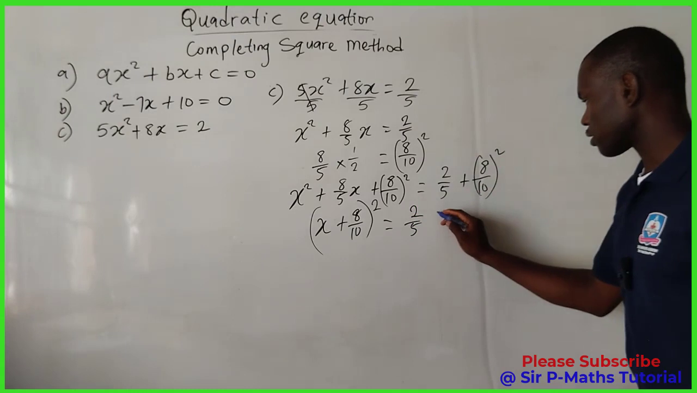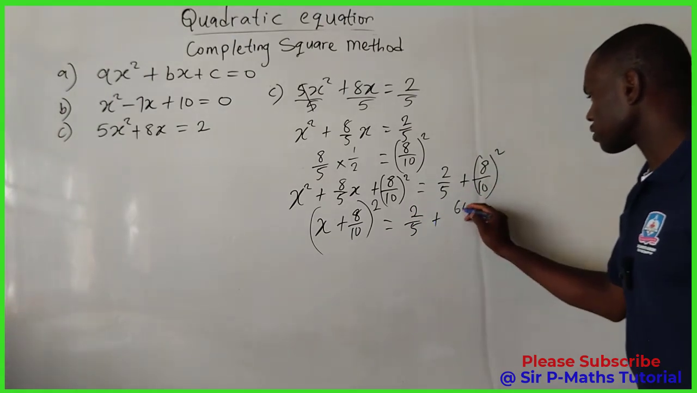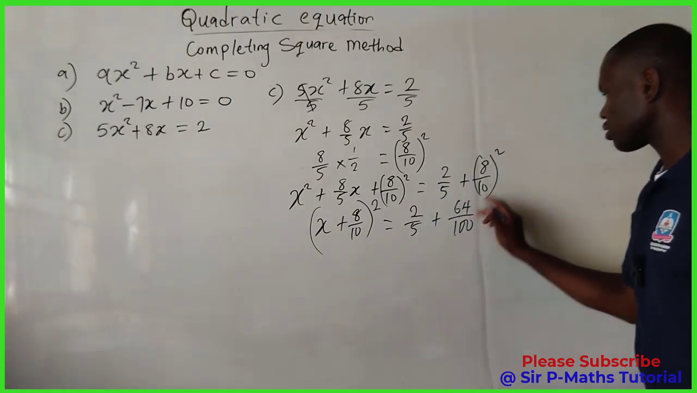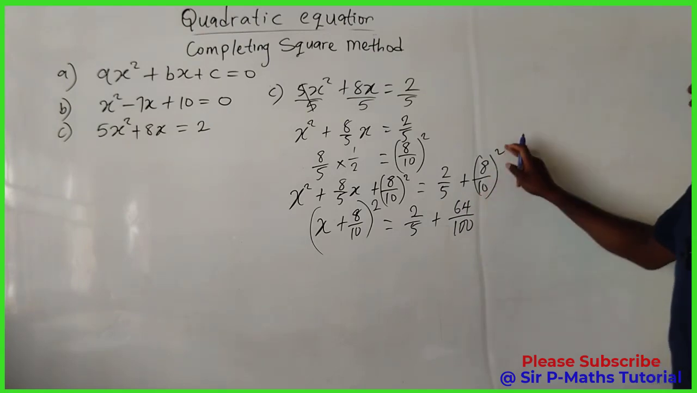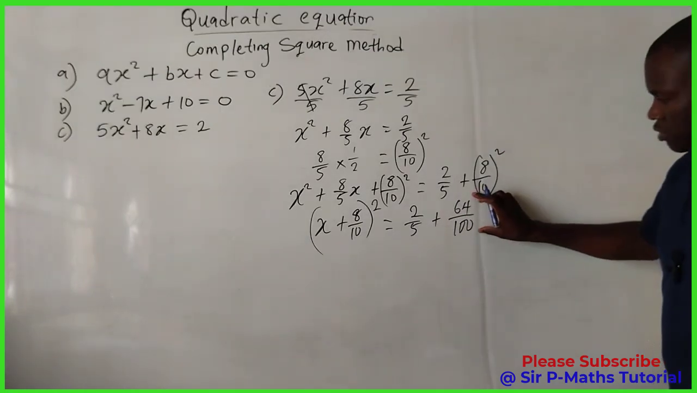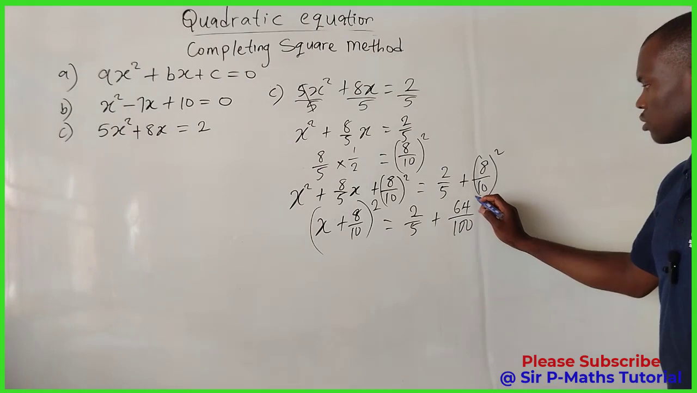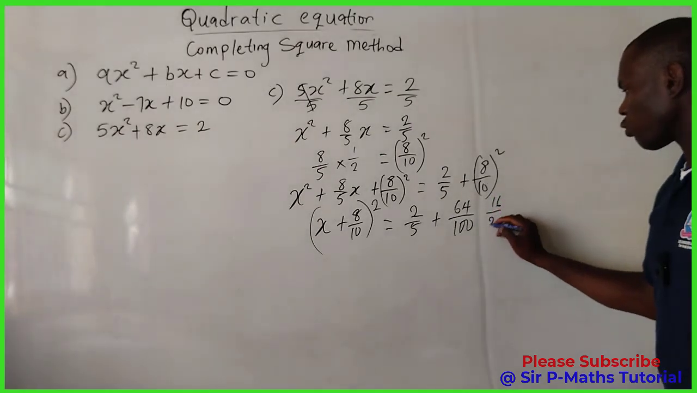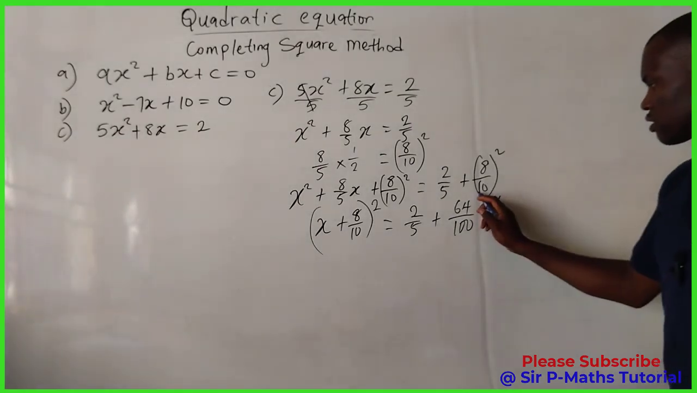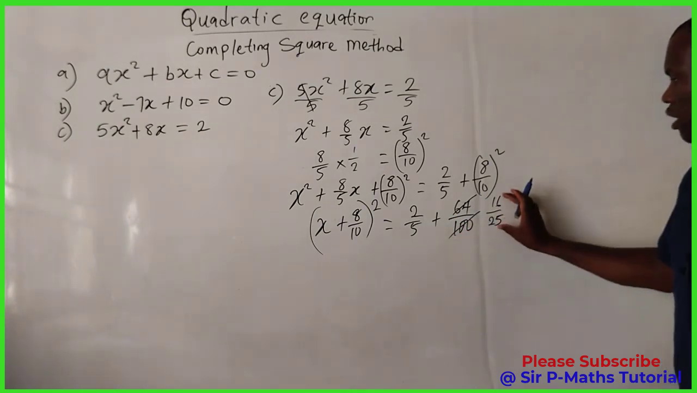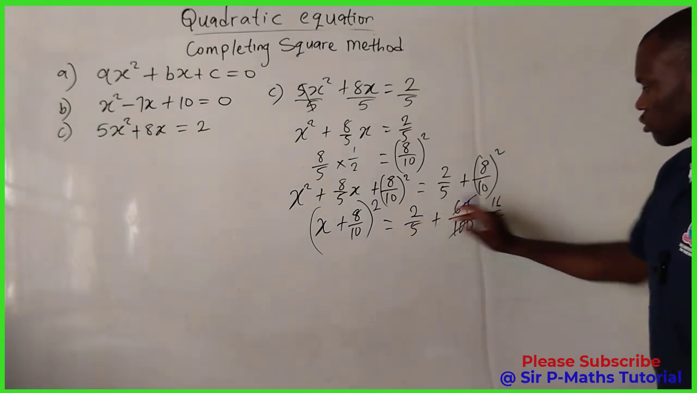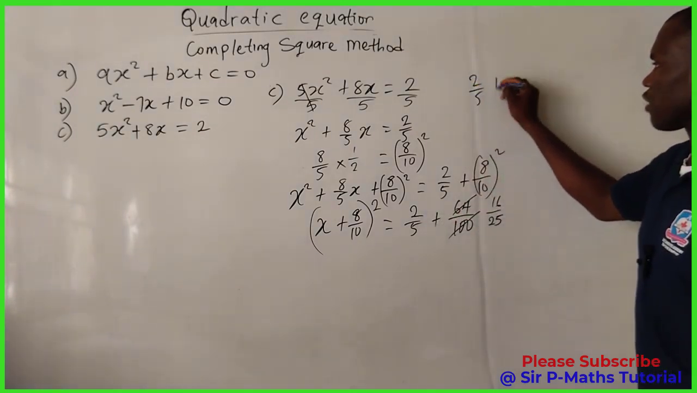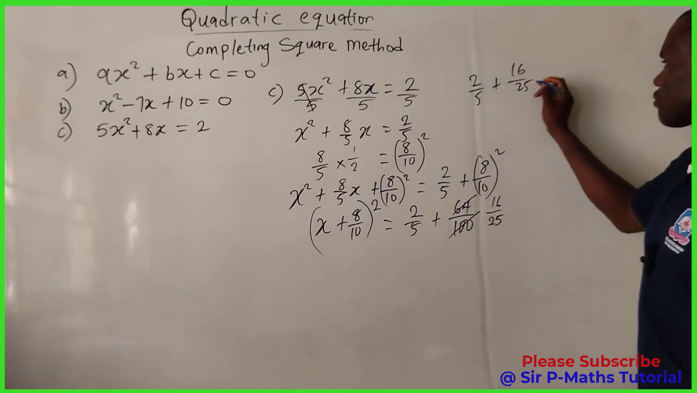We can open the bracket now as 64 over 100. Square of 10 is 100, square of 8 is 64. If we act on 64 over 100, we are going to be having 16 over 25. That is dividing here and here. We have 16 over 25. So let us add it: 2 over 5 plus 16 over 25.